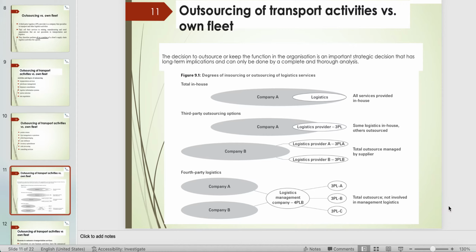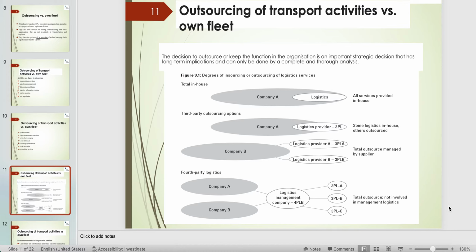Then there are third-party outsourcing options, which is your third-party logistics. Then there will be companies within third-party logistics. We will have more than one third-party logistic company, perhaps because they are a big company or they have different suppliers, so they are allocating different third-party logistics for different kinds of suppliers. Then there is fourth party logistics as well.